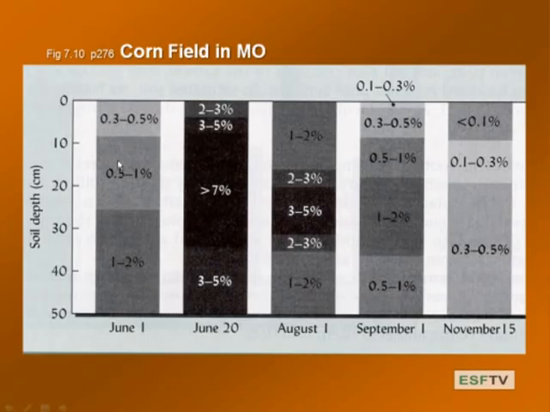Okay, we get into June 20th. The canopy is fully expanded. And the levels of carbon dioxide have shot up markedly. We've gone from 0.3 to 0.5% to 2 to 3% at the surface, and it's more than 7% down here in the middle of the root zone. Okay, then it drops off.